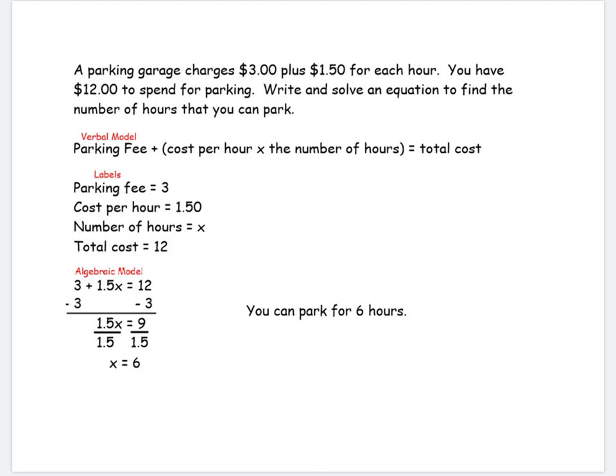To solve it, we would get rid of the thing that's furthest away from the x, but still on the same side, which is the 3. The opposite of plus 3 is minus 3. So I would subtract 3 from both sides. I would then be left with 1.50 times x is equal to 9 because 12 minus 3 is 9. Then to get rid of the times 1.50, I'd have to divide both sides by 1.50. The 1.50s on the left would cancel out, leaving x alone or isolated. And then on the other side, 9 divided by 1.50 would be 6.